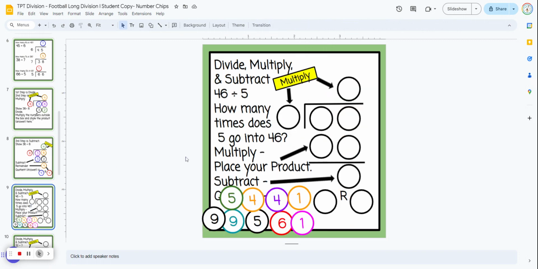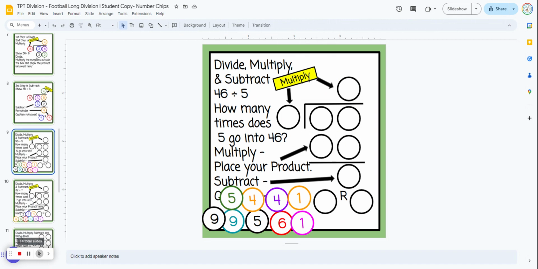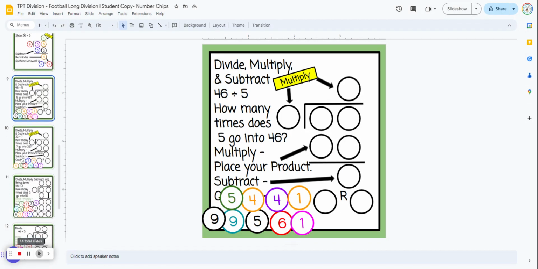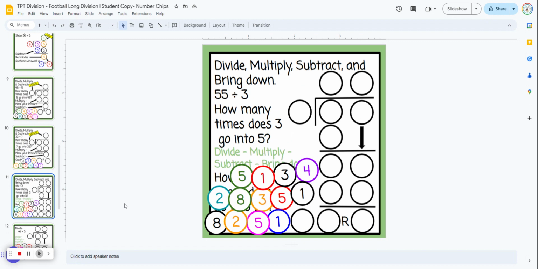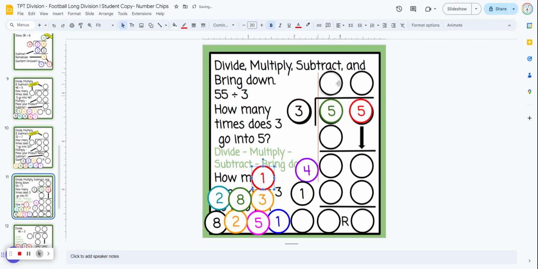The students are going to practice this on the next couple of slides. Now on the next slide, we're going to add the next step. So we've got divide, multiply, subtract, and then bring down. So students know where to place the numbers. That should be fairly easy at this point. 3 goes into 5 1 time. They're going to multiply 3 times 1 and get 3. Next step is subtract. And then we're going to bring down that 5.